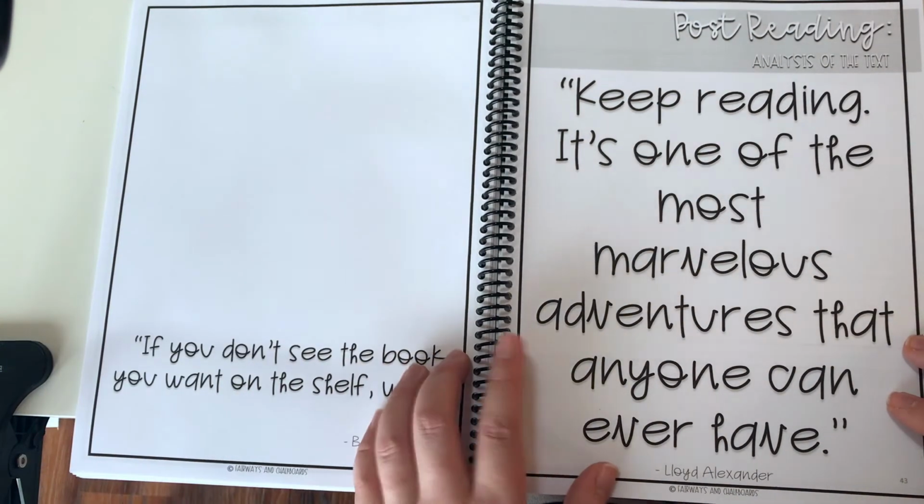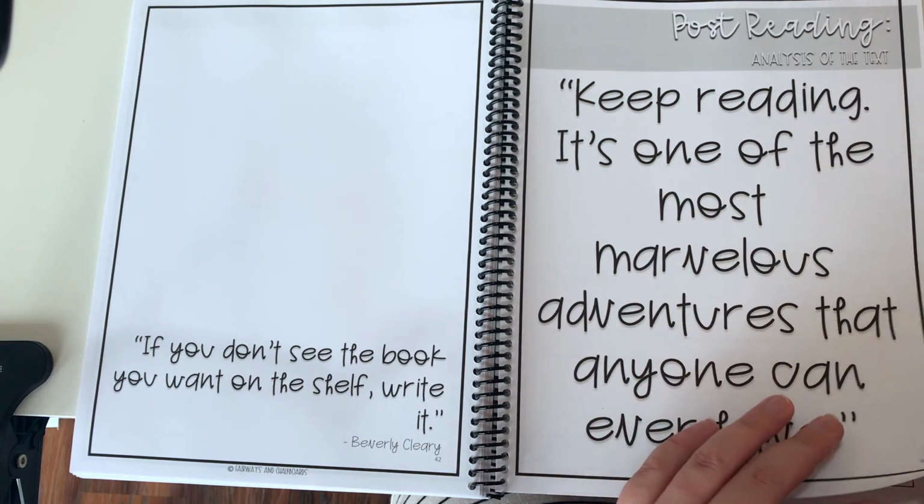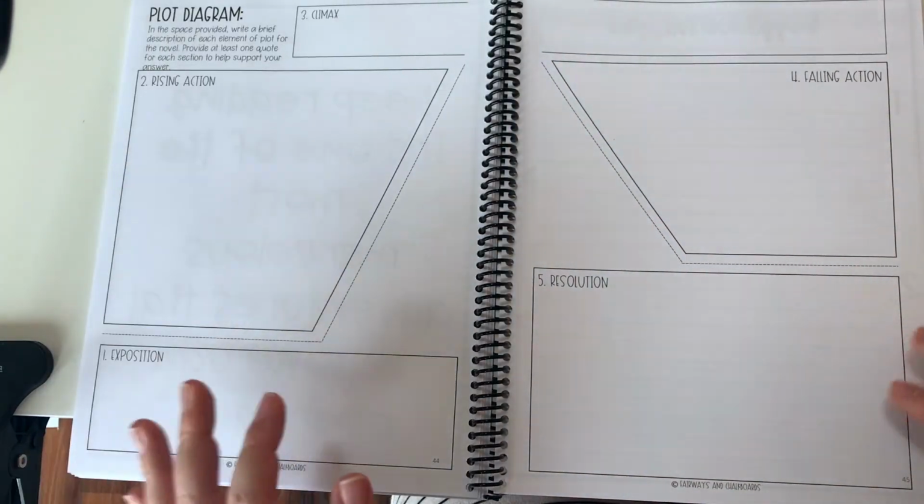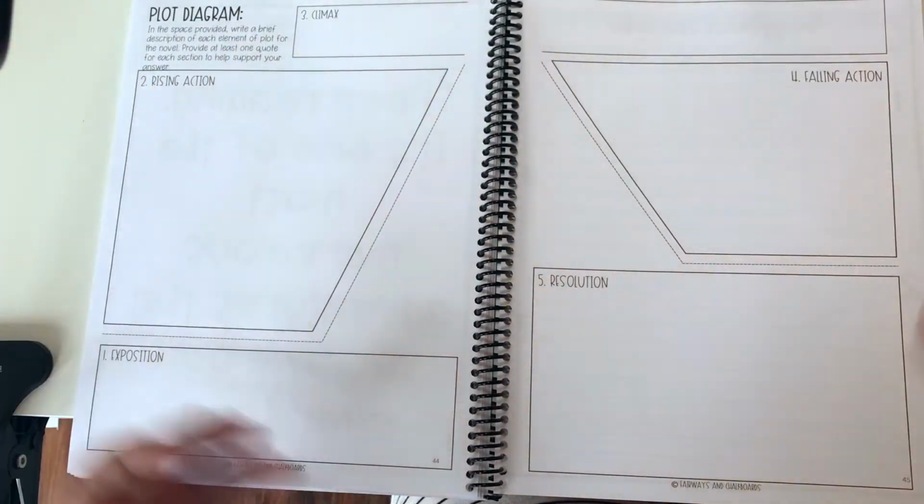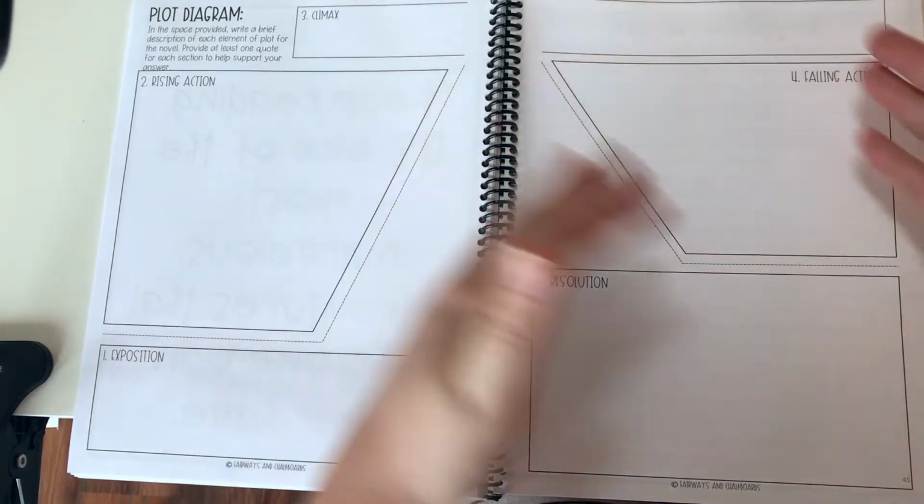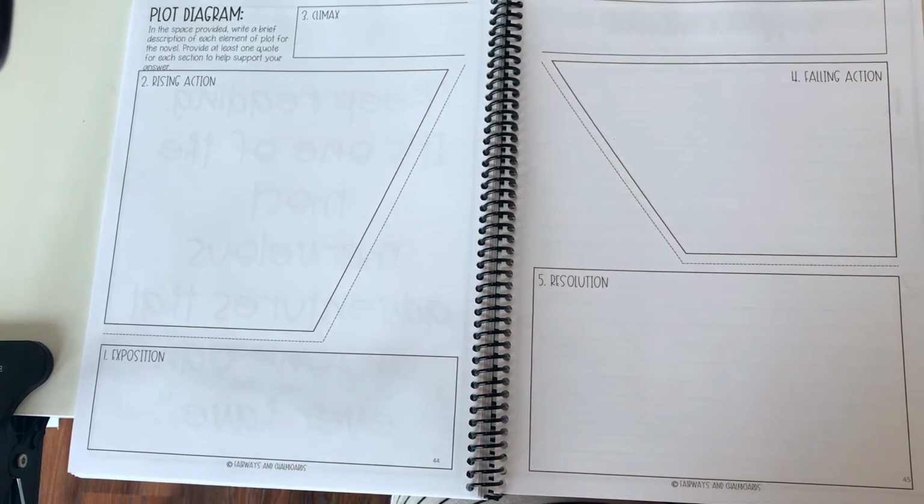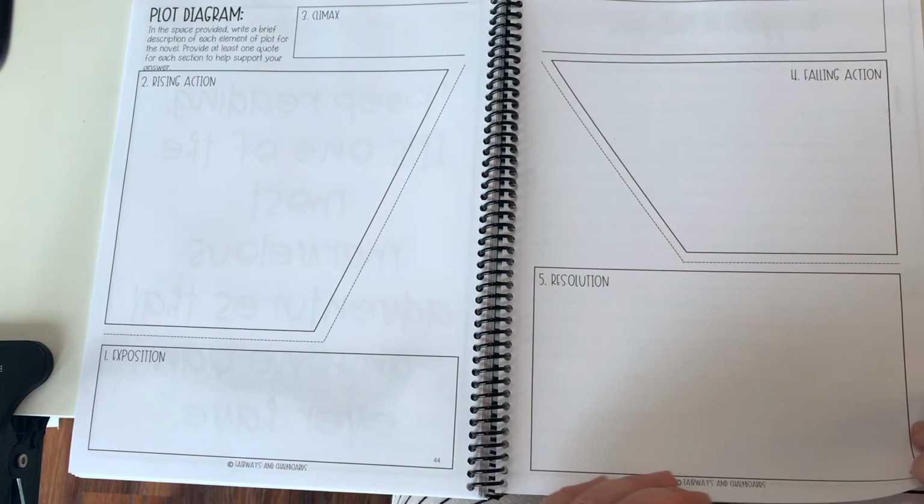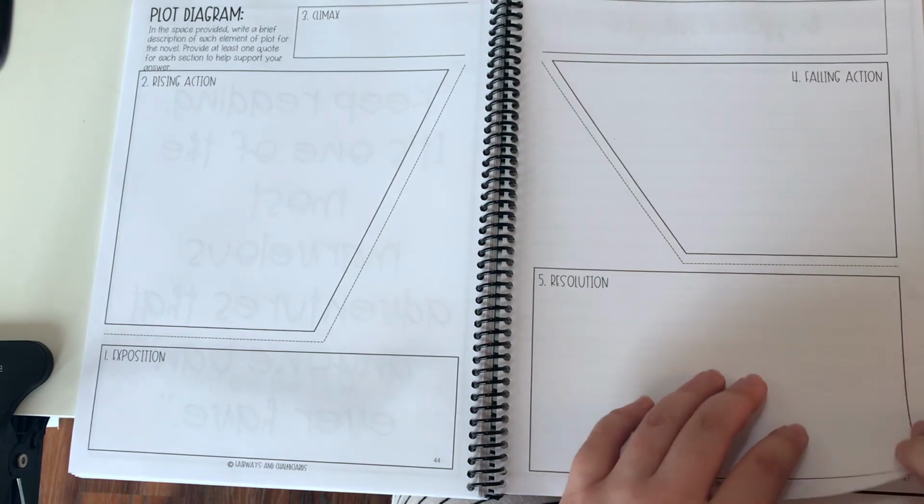And then the last section is your post-reading, which is the analysis of the text. So here I have a plot diagram where basically in the space provided, kids are writing a brief description of each element of plot, which they've already done a lot of the work for, but they're actually just condensing it at this point, and it's more of a review process for them, and it spans 2 pages. Plenty of room for the kids to write.